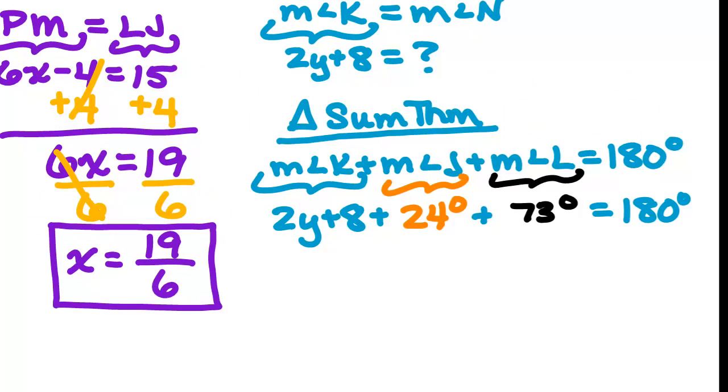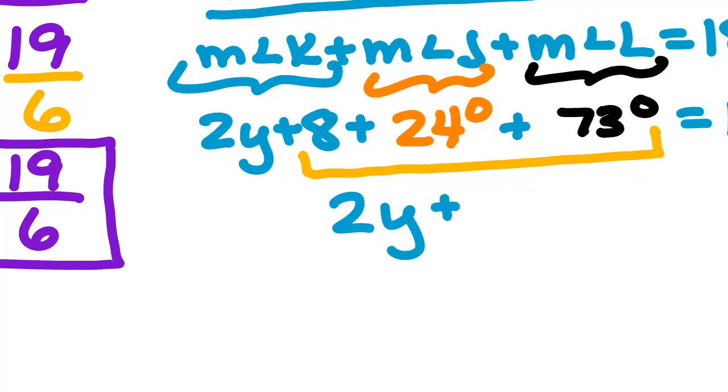We need to solve this, which means I need to combine my like terms. What are my like terms? 8, 24, and 73. What do I get when I combine all of those together? 109. 24, 73, that would be 97. 97. And 8. I wasn't getting 109. I was getting something different. 105 is what I got when I added those.